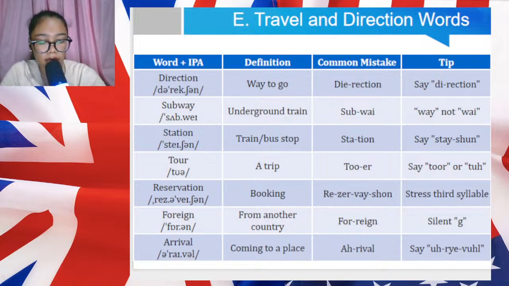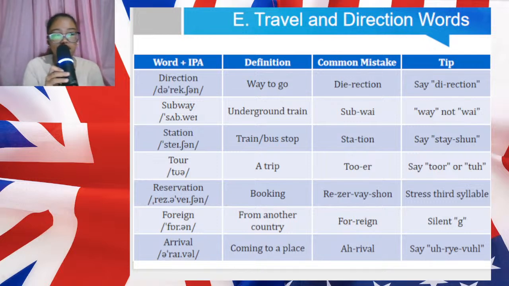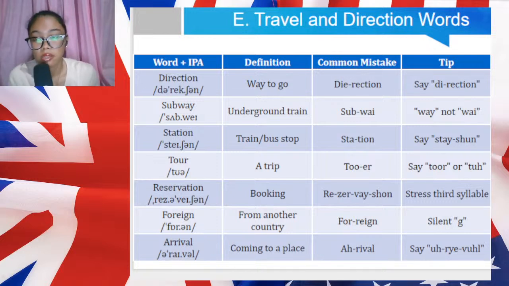So the common mistake of stressing the second syllable here disrupts the natural rhythm of the word in English, because sometimes people put the stress on the second syllable rather than on the third syllable. So they say it like this: reservation, reservation. It should be reservation, reservation.